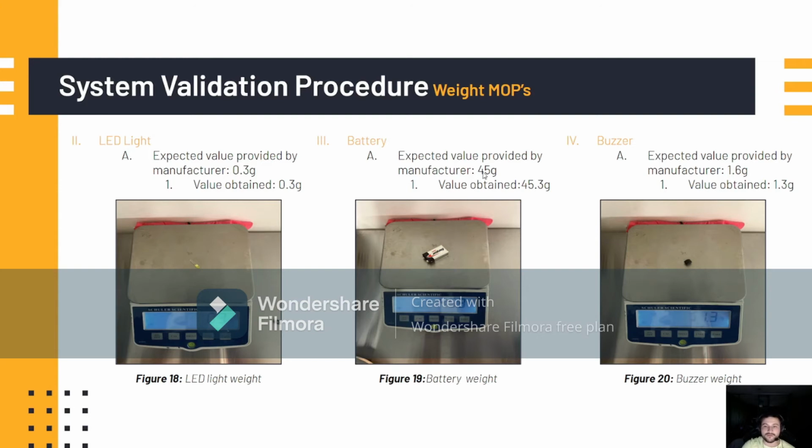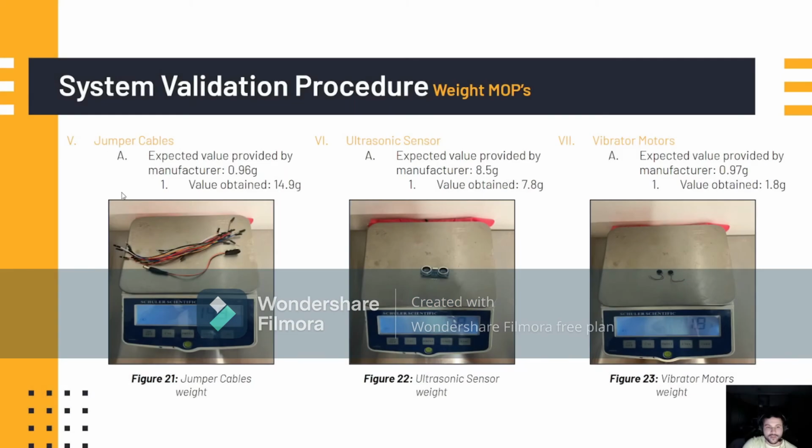The battery obtained value was 45.3, and the expected value was 45 grams. For the buzzer, the expected value was 1.6 grams, and the value obtained was 1.3. For the jumper cables, you can see a little difference in the numbers, because the expected value was for each cable. We used approximately 14 cables for all the connections, so that's why the value obtained in our experiment is higher than the expected value. For the ultrasonic sensor, the expected value was 8.5 and the value obtained was 7.8.